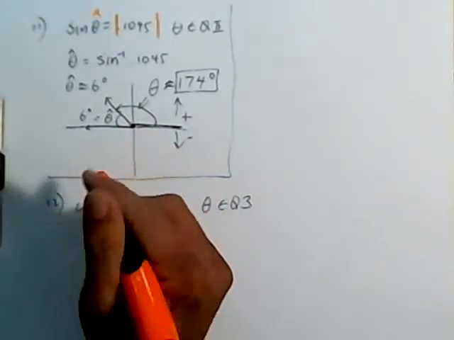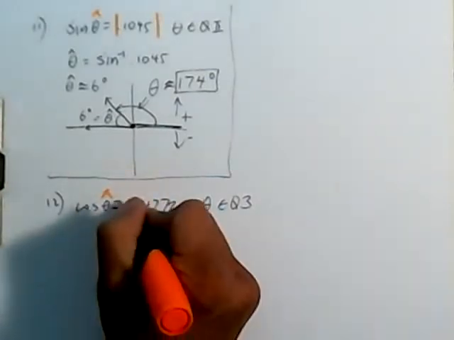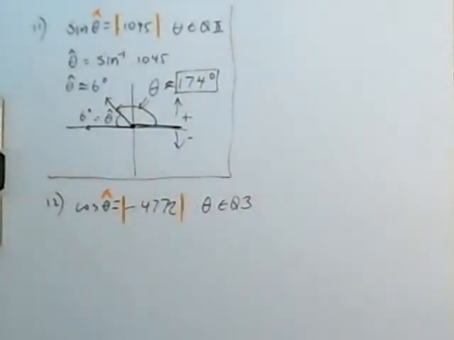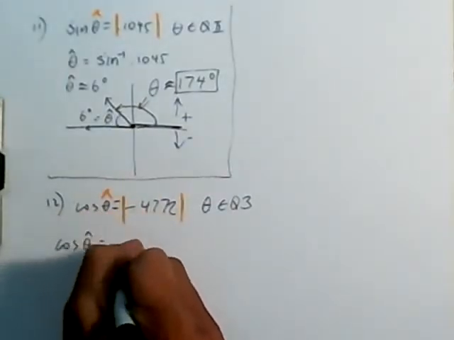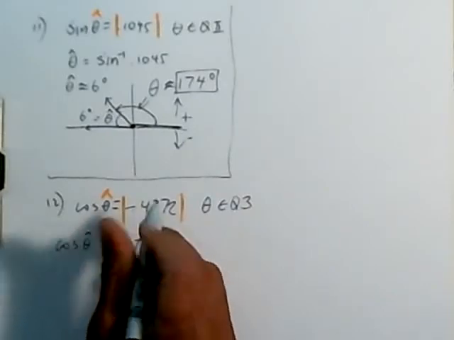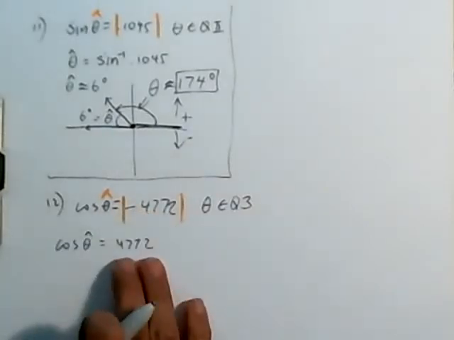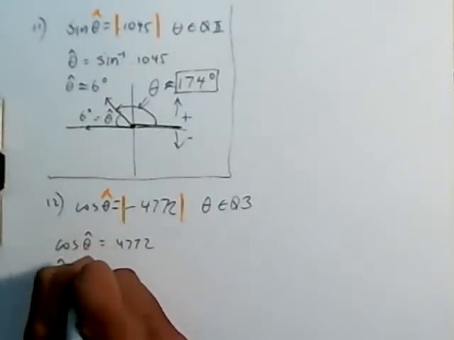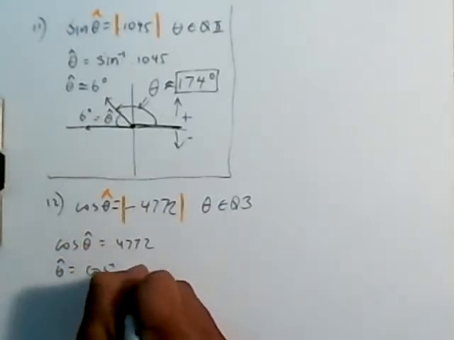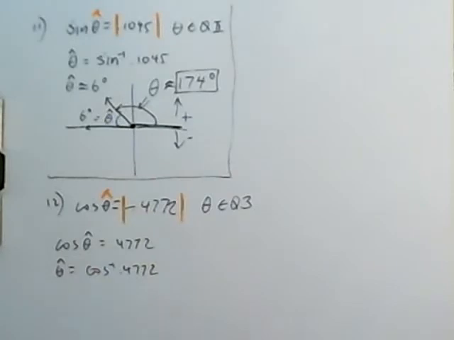We take the reference angle, theta hat. You take the absolute value of that to find your reference angle. So, cosine of theta hat is equal to 0.4772. The absolute value of a negative number is always positive. And so theta hat is equal to cosine inverse of 0.4772. And then I use my calculator to figure out what that is.